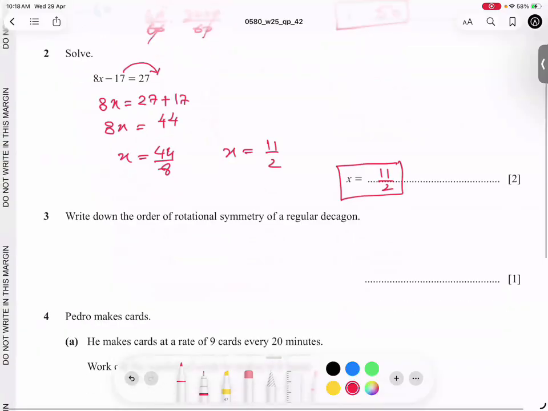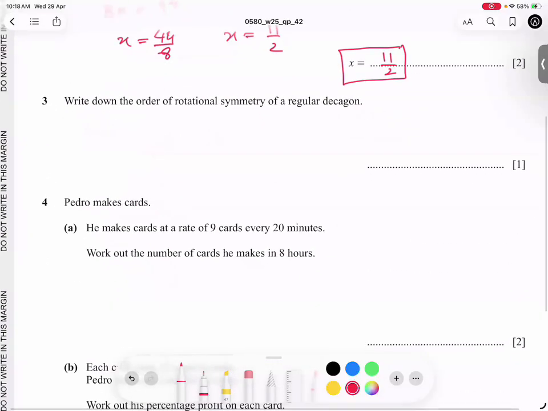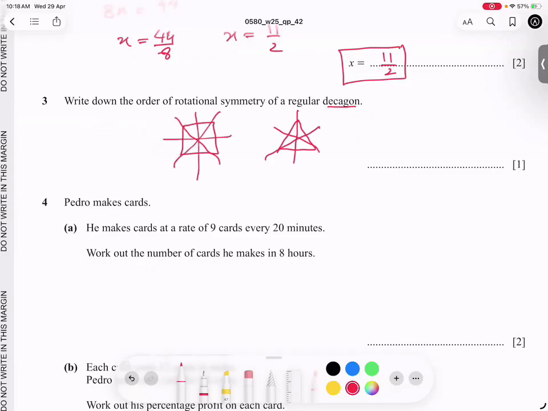Question number 3. Write the rotational symmetry of a regular decagon. Decagon means 10 sides. So if we have a triangle, it has 3 line symmetry, you can see from here. If we have a 4-side figure, it means square shape, it has 4. So if we talk about decagon, it has 10. I think the point is very clear. So it has 10 rotational symmetry.